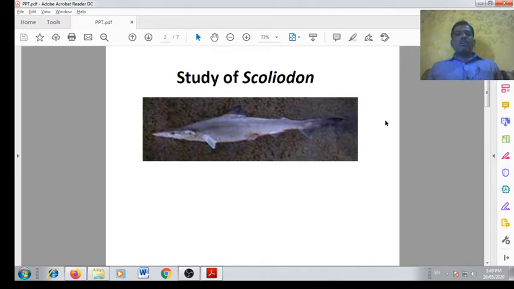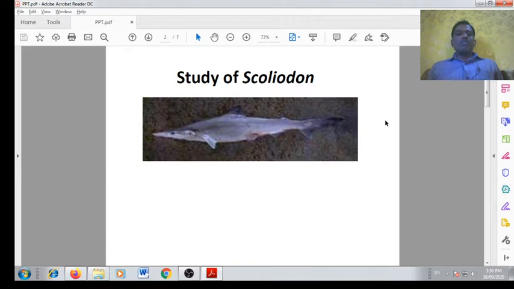Therefore, the body of Scoliodon is divisible into three parts, that is head, trunk and tail region. Head is the dorso-ventrally compressed anterior region of the body of Scoliodon, and the anterior region of head is prolonged in front into a thin, blunt, wedge-shaped structure. That thin, blunt, anteriorly pointed, somewhat wedge-shaped structure is called the snout.